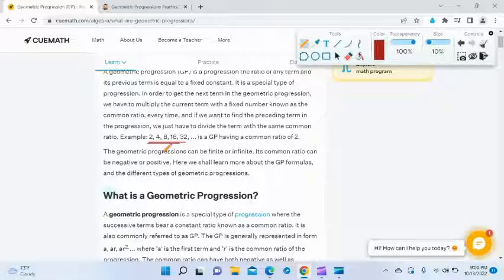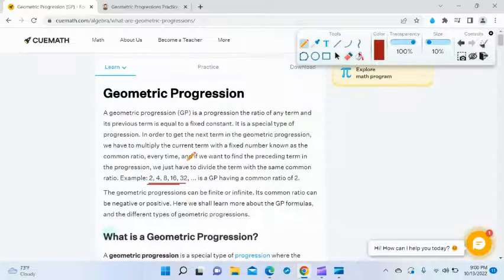But in the case of the geometric progression, it's a sequence of ratios. So basically, if I divide 4 by 2, it will be 2. If we divide 8 by 4, it will be 2. If we divide 16 by 8, it will be 2. And if we divide 32 by 16, it will be 2. So 2 is the ratio of every next consecutive number.